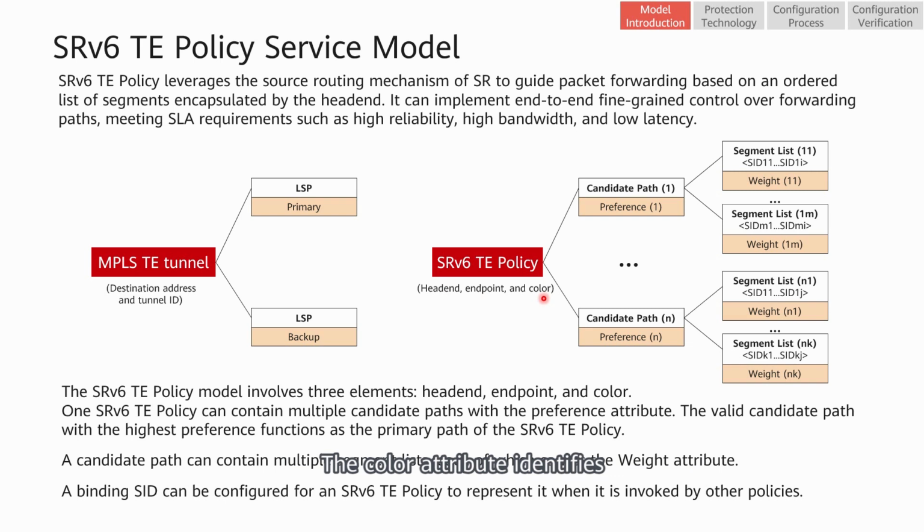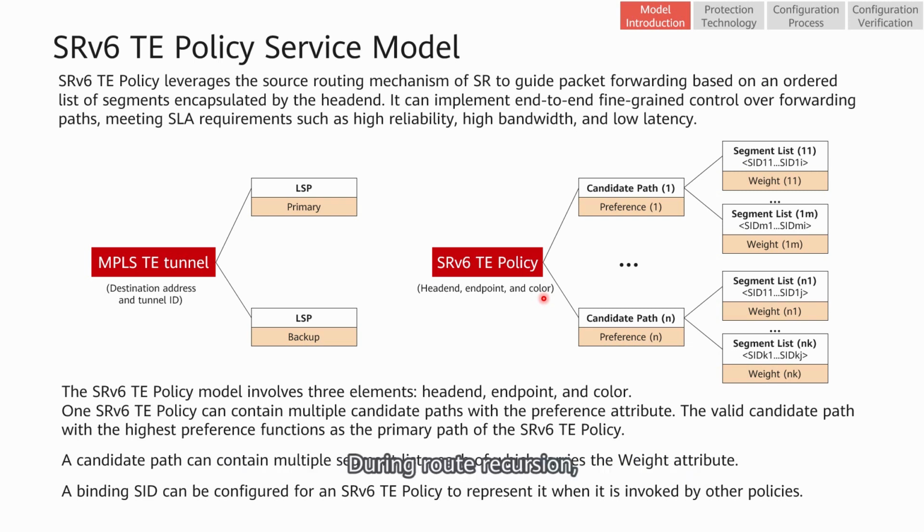The color attribute identifies the characteristics of the SRv6 TE policy, such as whether the SRv6 TE policy's path features a low latency or high bandwidth. We can also configure the color extended community attribute for routes. For example, we can specify a color value to identify a low latency for services that require low latency paths, and another color value to identify high bandwidth for services that require high bandwidth paths.